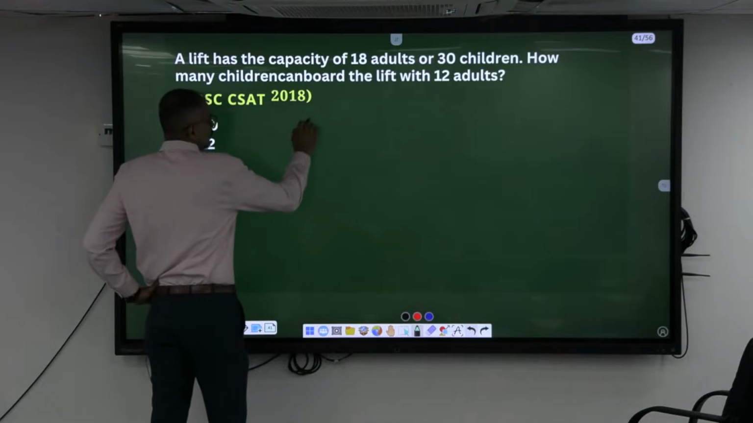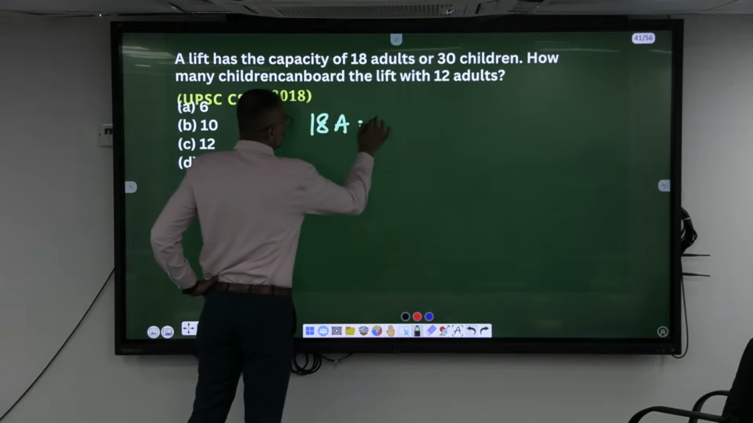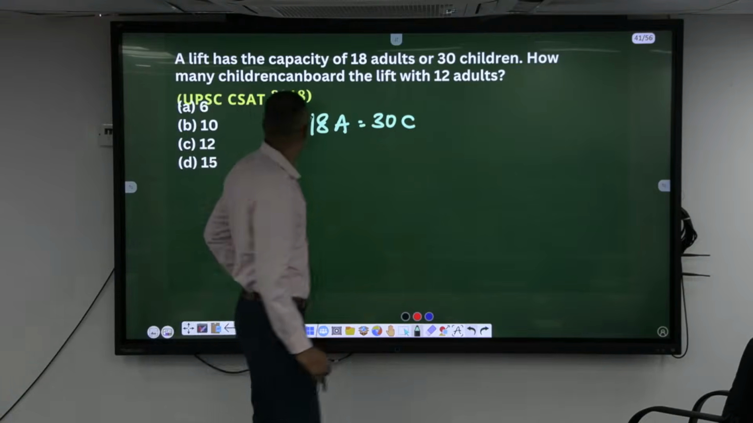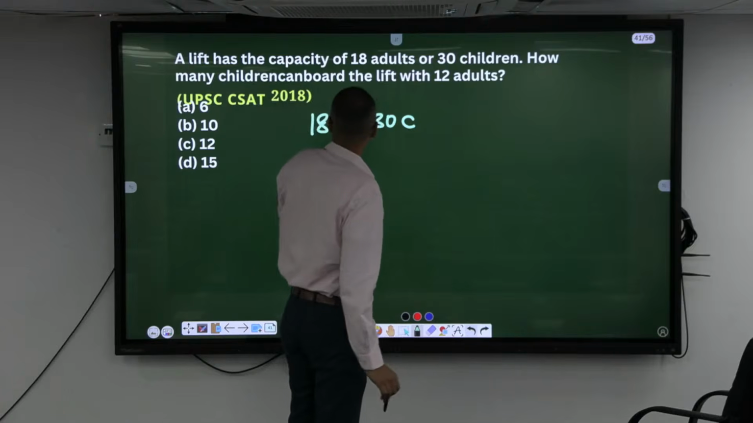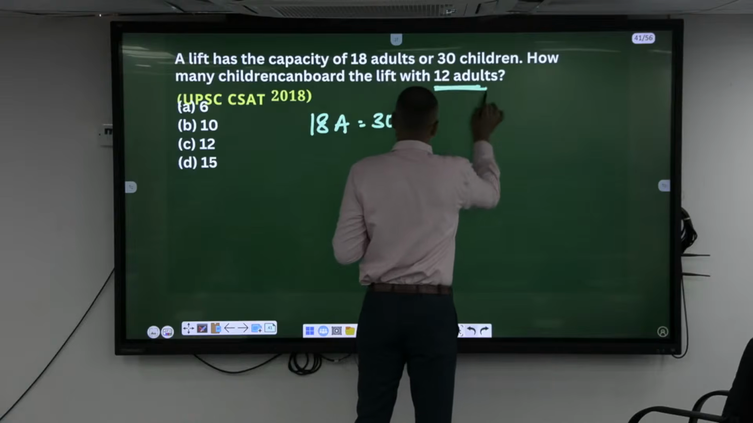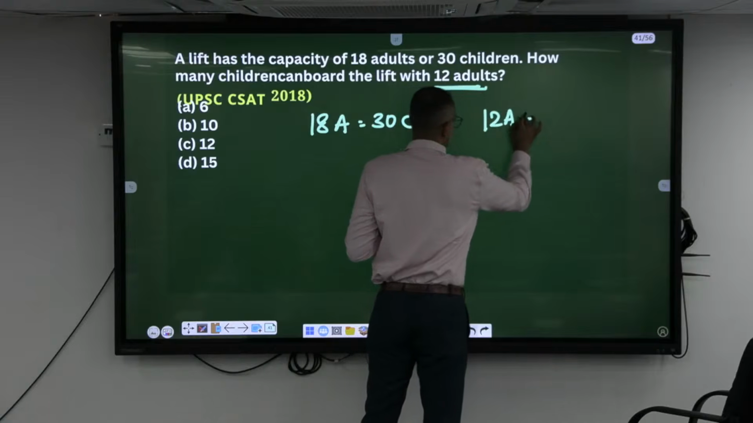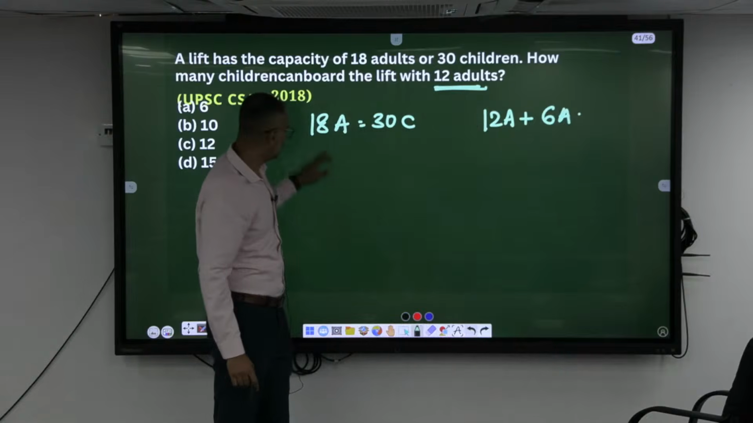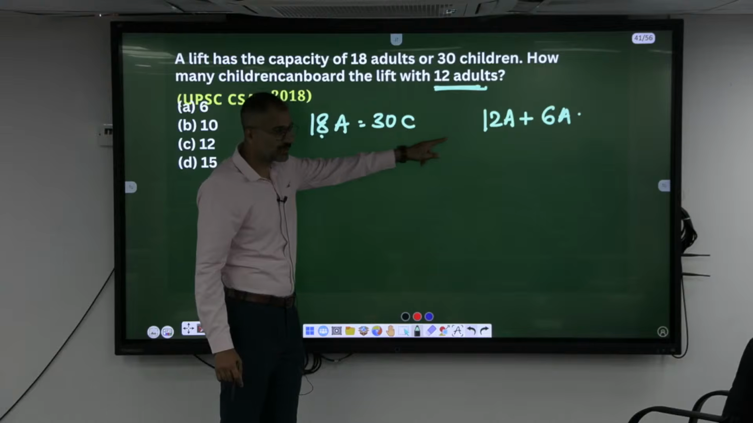See, 18 adults is equal to 30 children. Okay, madam. Now, how many children can aboard the lift with 12 adults? 12 adults are there, plus we can place 6 more adults, isn't it? Totally 18 adults you can place. 12 adults already there. 6 adults.